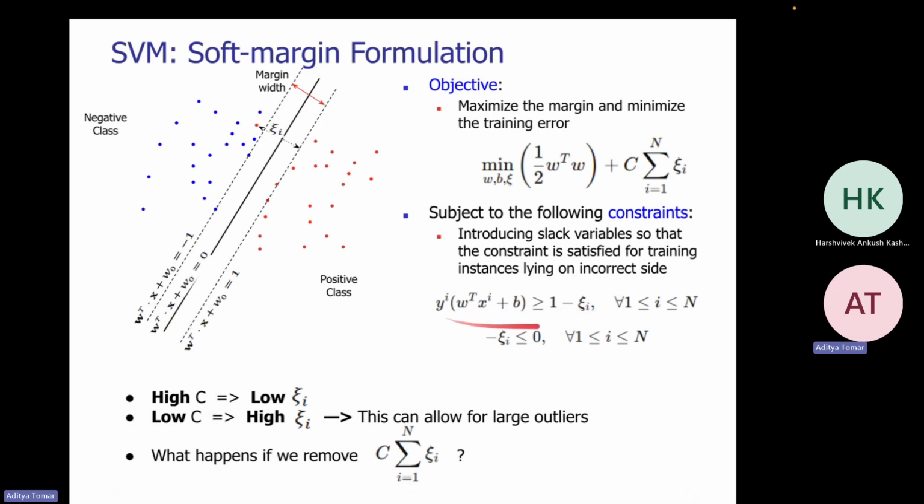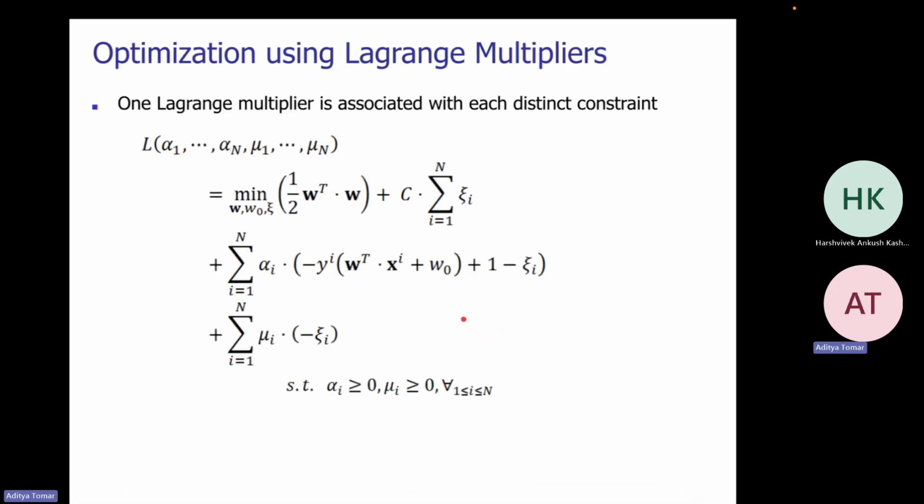So this we have to convert into less than or equal to. If you convert it into less than or equal to, it will look like this: minus yi into W transpose xi plus b, or W0, plus 1 minus xi. And you have to have a Lagrangian parameter for this, let's say alpha i, and this is mu i.